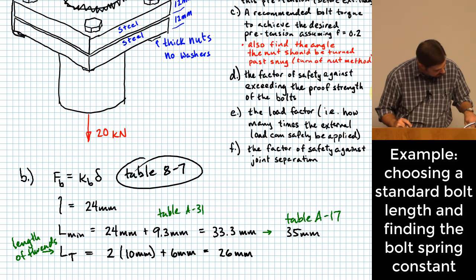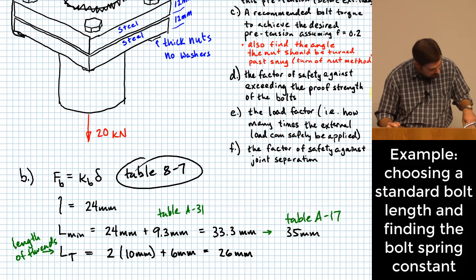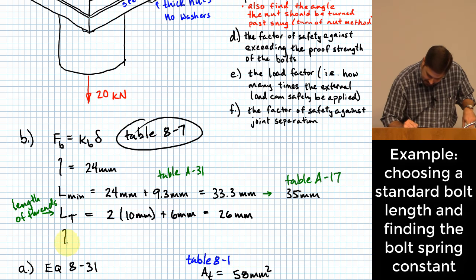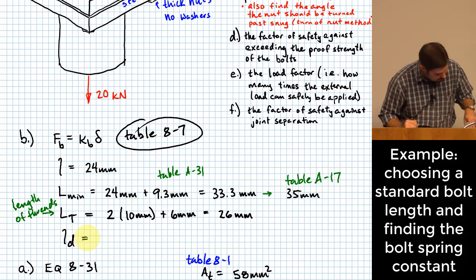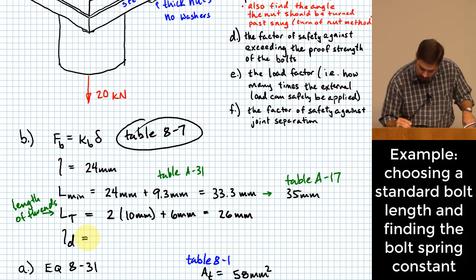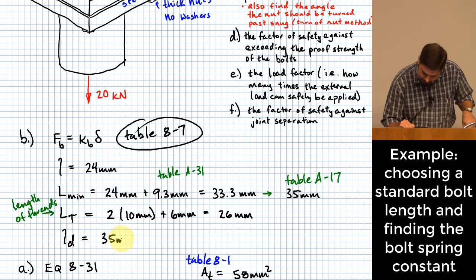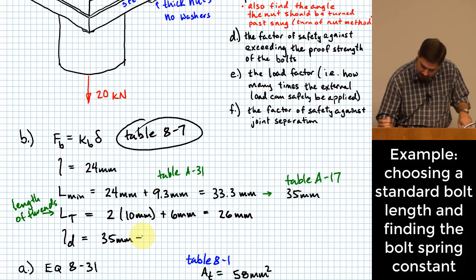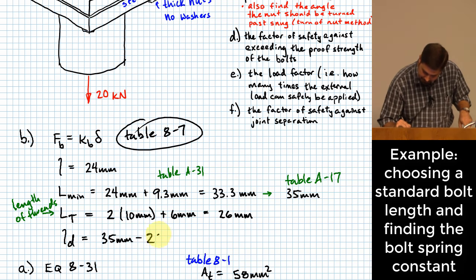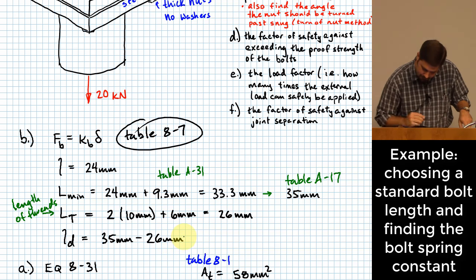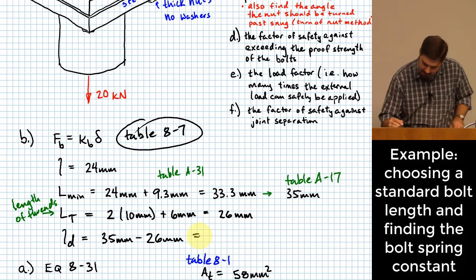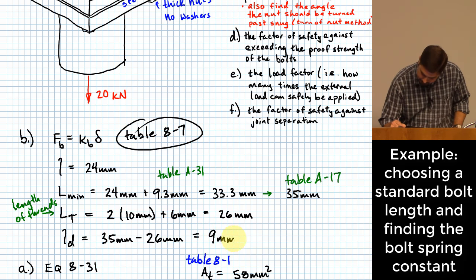Okay, the next thing it says is we want to know the length of the unthreaded portion in the grip. They label it L sub D. The way we get that is we take the overall length of 35 millimeters, and we subtract off the length of the threads. That makes sense, right? And so what that ends up giving us is 9 millimeters.